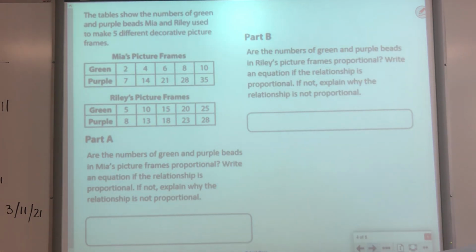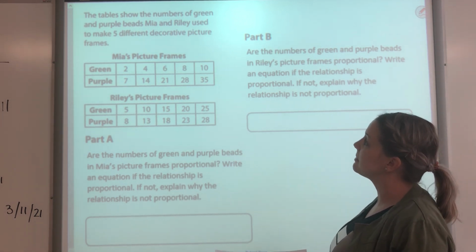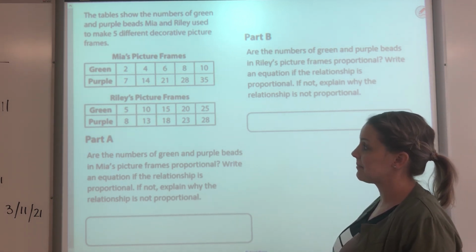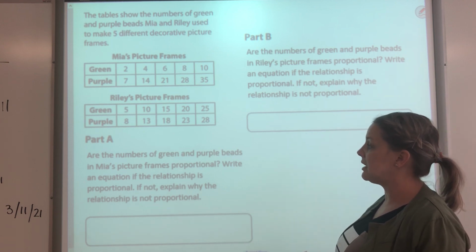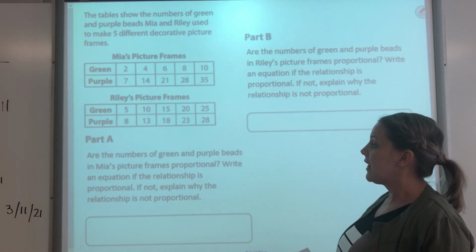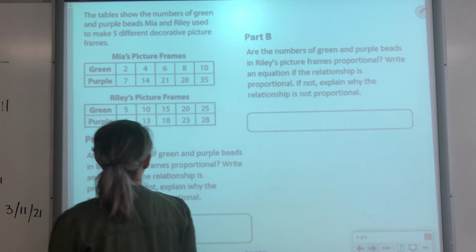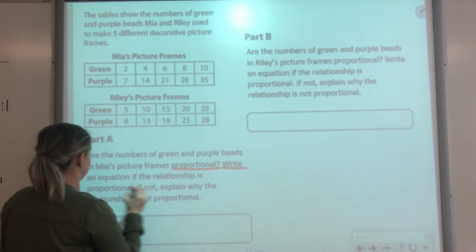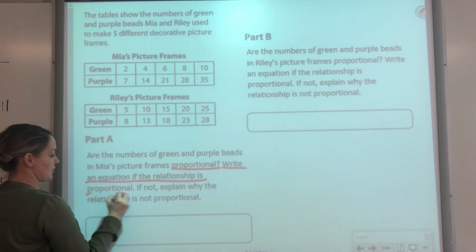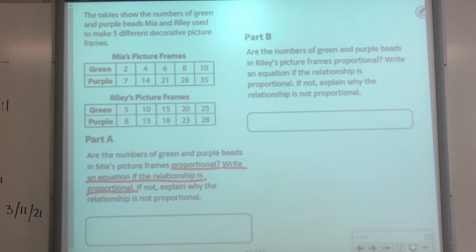The last one on this page says the tables show the number of green and purple beads Mia and Riley used to make 5 different decorative picture frames. Part A, are the numbers of green and purple beads in Mia's picture frame proportional? Write an equation if the relationship is proportional. So we first have to determine if it's proportional, and then we have to write the equation if the relationship is proportional. If not, explain why the relationship is not proportional.